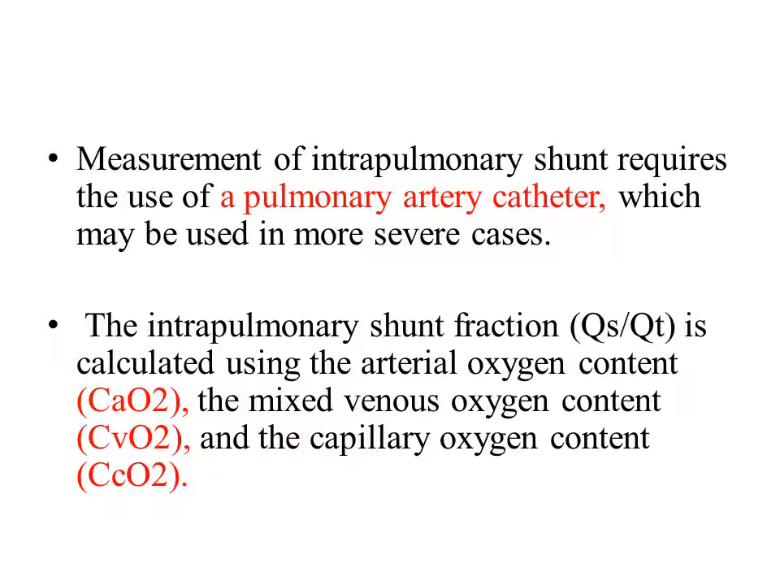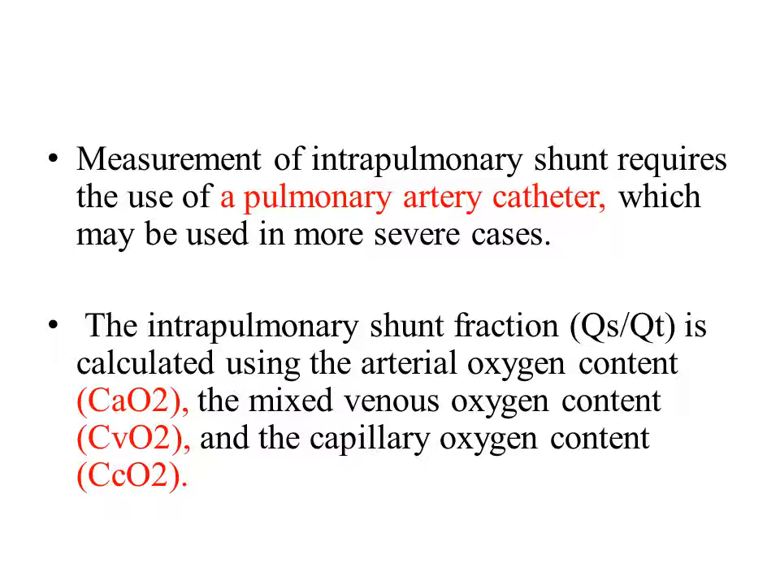Measurement of intrapulmonary shunt requires the use of a pulmonary artery catheter. The intrapulmonary shunt fraction, QS/QT, is calculated using the arterial oxygen content, CaO2, the mixed venous oxygen content, CvO2, and the capillary oxygen content, CcO2. It is very important to know these abbreviations.